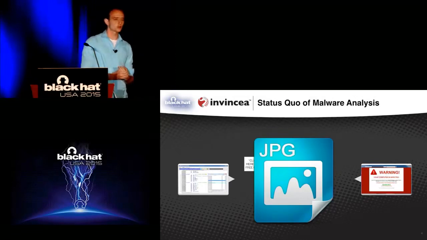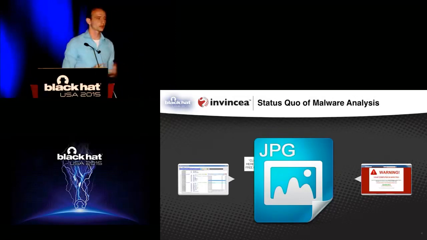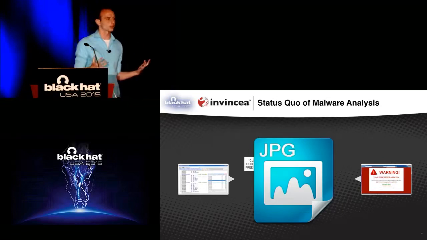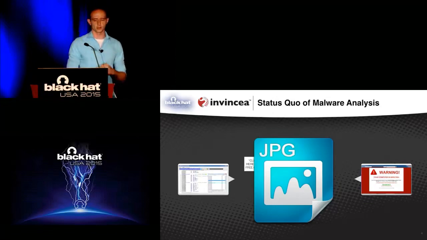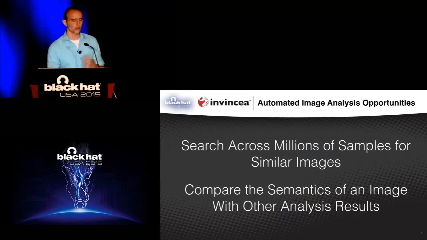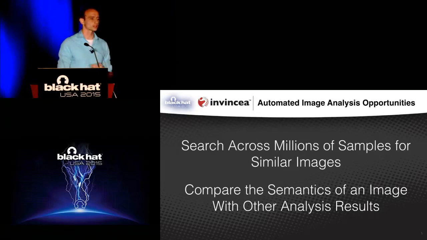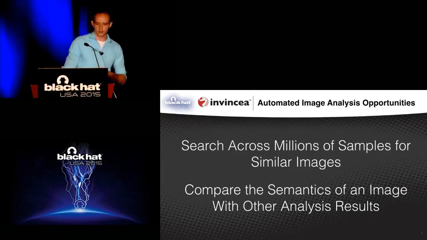Of course, looking at the resources in malware is standard operating procedure for doing manual analysis. By automating the process, we can do this at scale over hundreds of thousands of malware samples. This opens the doors to being able to do things like search across millions of malware samples for similar images, or compare the semantics of an image with other things that we know about it. So if we know we have this file and we know it's a PE binary, but we also detect it has a Windows folder icon, that's kind of strange.